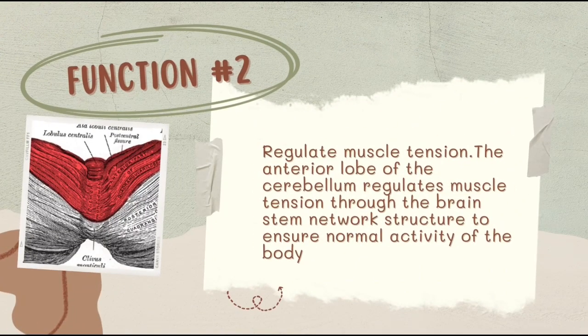The second function is to regulate muscle tension. The anterior lobe of the cerebellum regulates muscle tension through the brainstem network structure to ensure normal activity of the body.